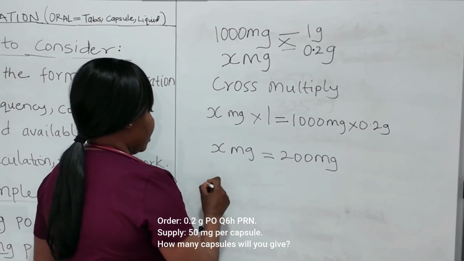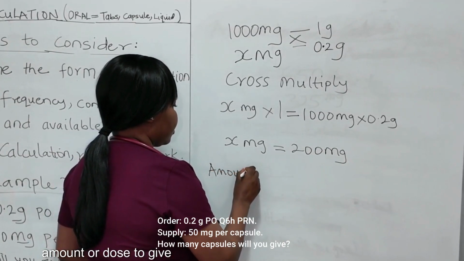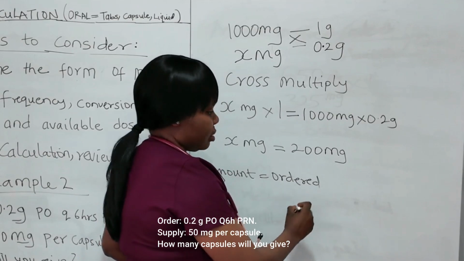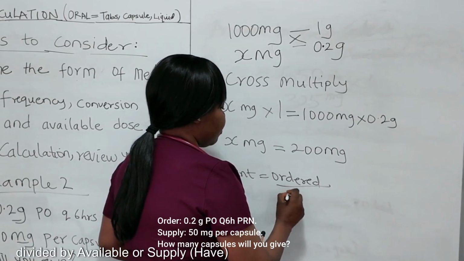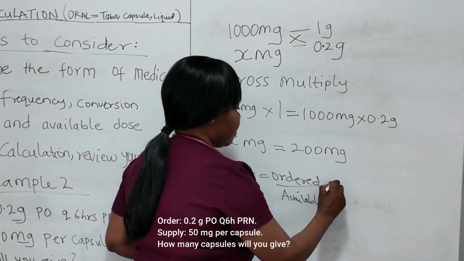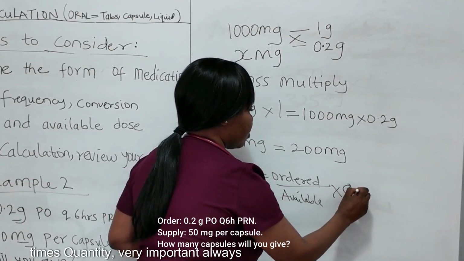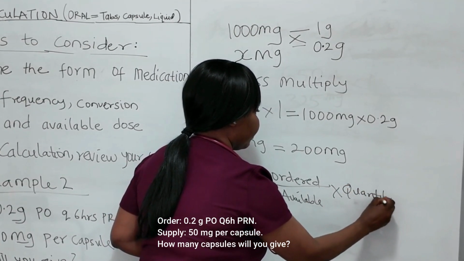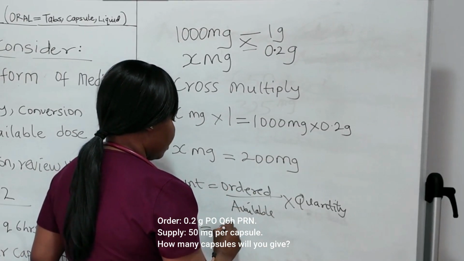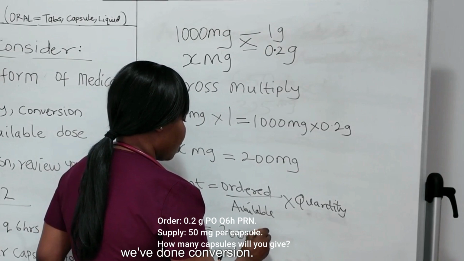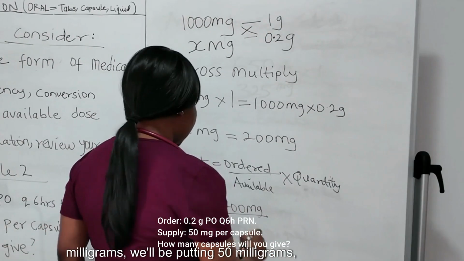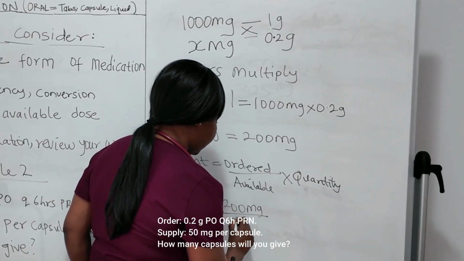So now let's put it into the formula. Remember the formula again: amount or dose to give equals ordered divided by available or supply, times quantity. Very important, always include this quantity. So the ordered, instead of 0.2 gram, we'll be replacing with 200 milligram because we've done conversion. The available, from the question, is 50 milligram.